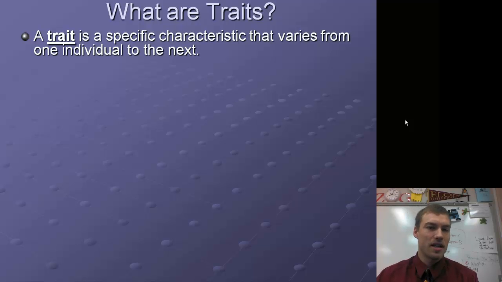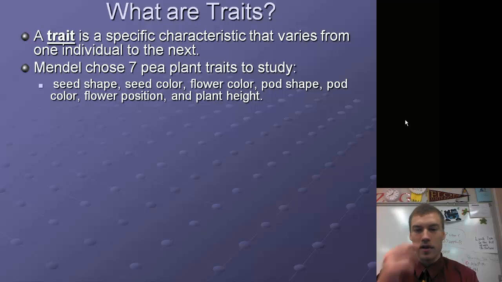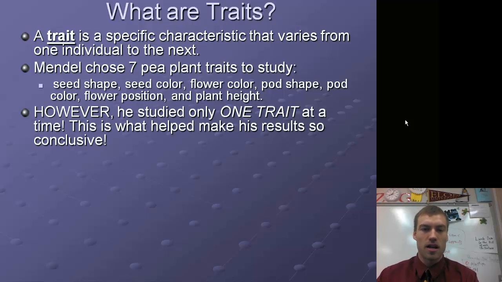So what is a trait? Well, a trait is a specific characteristic that varies from one individual to the next. In the case of pea plants, he was looking at things like what color the peas were, what was the color of the flowers, how tall they were, several different things. So here we go: seed shape, seed color, pod shape, pod color, flower position, and plant height. You don't need to memorize those. Those are just the 7 that he looked at.